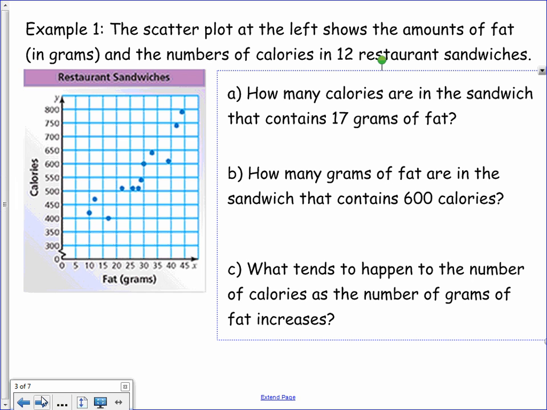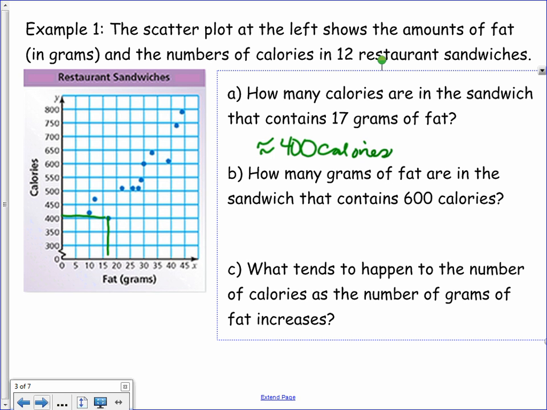All right. Now, example 1 says a scatter plot shows the amounts of fat in grams and the number of calories in 12 restaurant sandwiches. Question A is asking how many calories are in the sandwich that contains 17 grams of fat. So we look at where 17 is, draw it up until we have a dot, and match it up to 400 calories. So about 400 calories are in the sandwich that has 17 grams of fat.